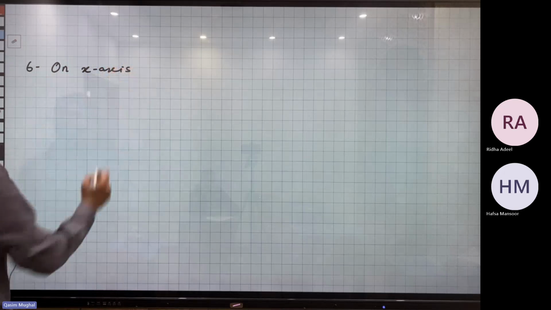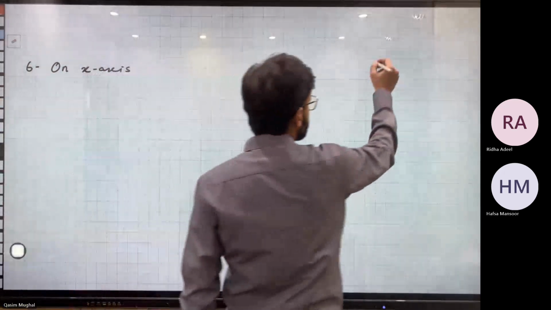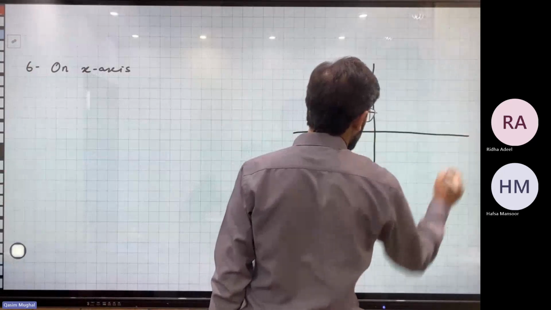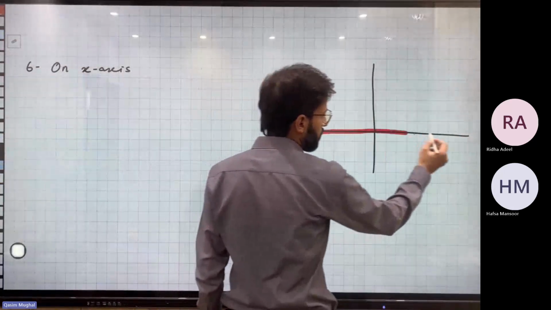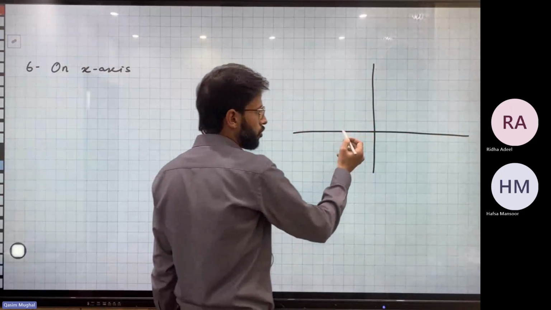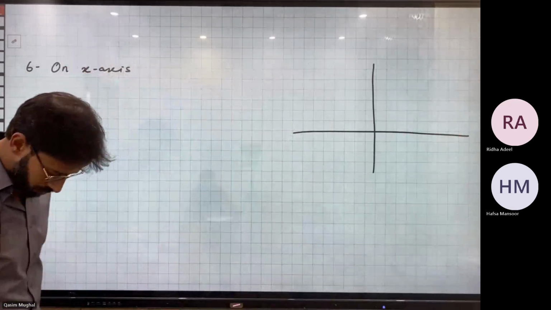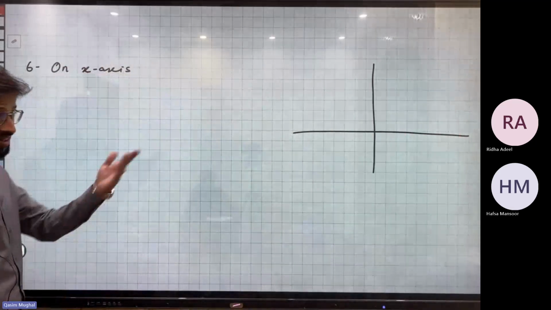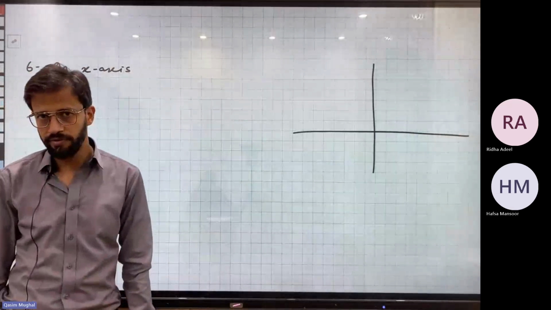On the x-axis of the Cartesian plane, wherever you are on this x-axis, no matter where, let's suppose I'm here or here or here, what is the common thing about it? What information do you have other than that you're moving on the x-axis? What does the x-axis confirm for you?